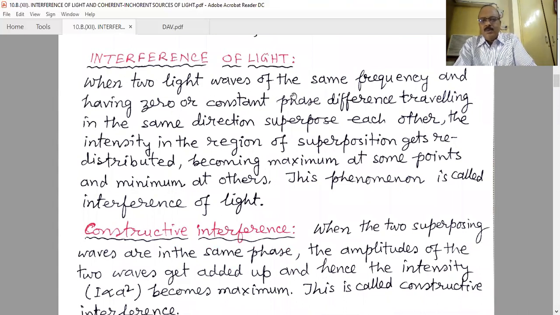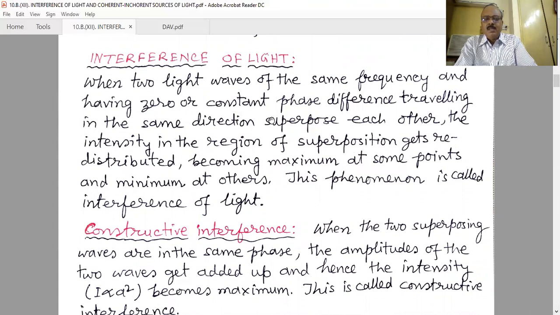When two light waves of the same frequency and having zero or constant phase difference, traveling in the same direction, superpose each other, the intensity in the region of superposition gets redistributed, becoming maxima at some points and minima at other points. This phenomenon is called interference of light. Same frequency means same color or same wavelength, and there is one important term, the constant phase difference.